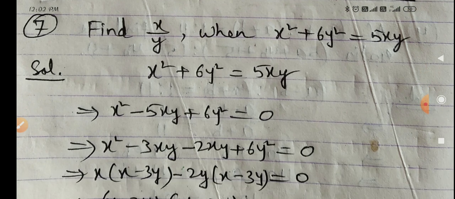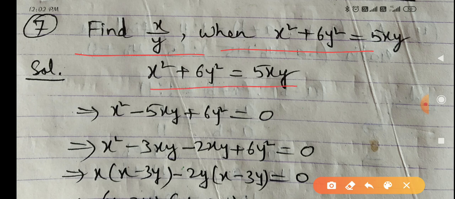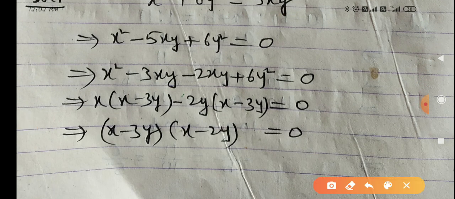Now next question number 7. Find x upon y when x square plus 6y square equals 5xy. x square plus 6y square equals 5xy, it is given. You take all the terms to LHS. So x square minus 5xy plus 6y square equals 0. Now factorize it. It is a quadratic equation. You factorize x square minus 3xy minus 2xy plus 6y square equals 0. In the first two terms x is common.